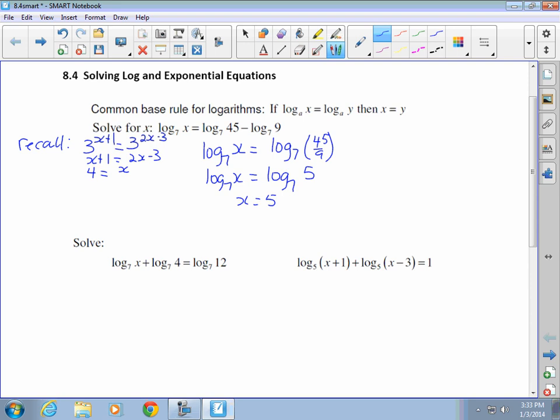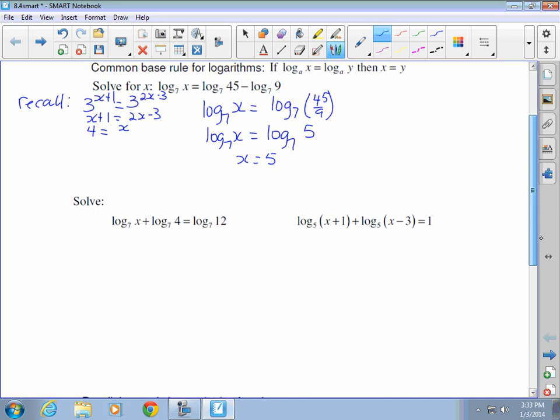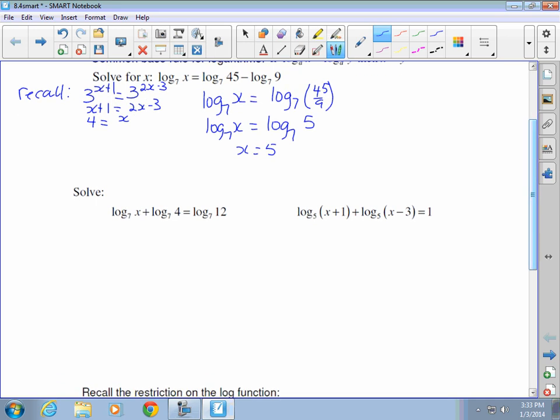So let's try these next ones. Log base 7 of x plus log base 7 of 4 equals log base 7 of 12. Same thing, I have to simplify before I can solve it. If I am adding there, that means that I multiply my values together. So this would be log base 7 of 4 times x equals log base 7 of 12. So now I have a log equals a log, so 4x is equal to 12, so x is equal to 3. All I did was divide by 4 there, if you missed that.